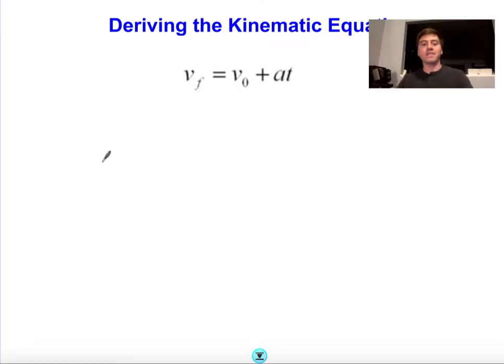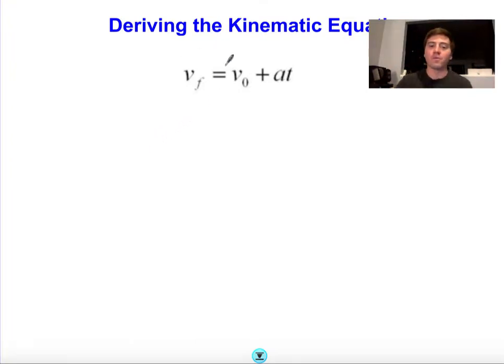All right, when your physics teacher is also your math teacher, you get to do extra mathy stuff in physics. I know you're all pumped about that. But what we're going to do is derive the kinematic equations. Derive just means we're going to start with what we know and we're going to work towards what we want.